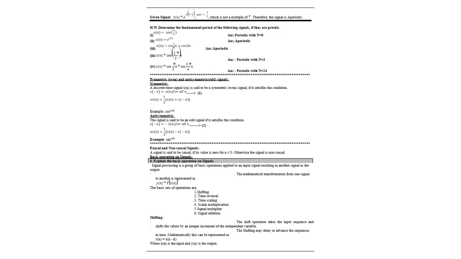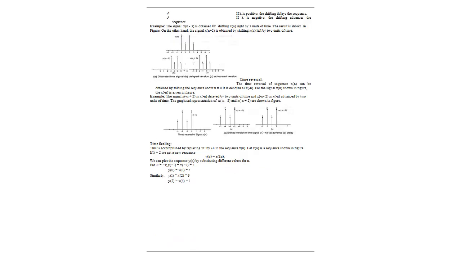Okay. So first thing will be the shifting. The shift operation takes the input sequence and shifts the values by integer increments of the independent variable. So the shifting may delay or advance the sequence. That is y of n is equal to x of n minus k, where x of n is the input and y of n is the output. If k is positive, the shifting will be delay. If k is negative, the shifting will be advance.